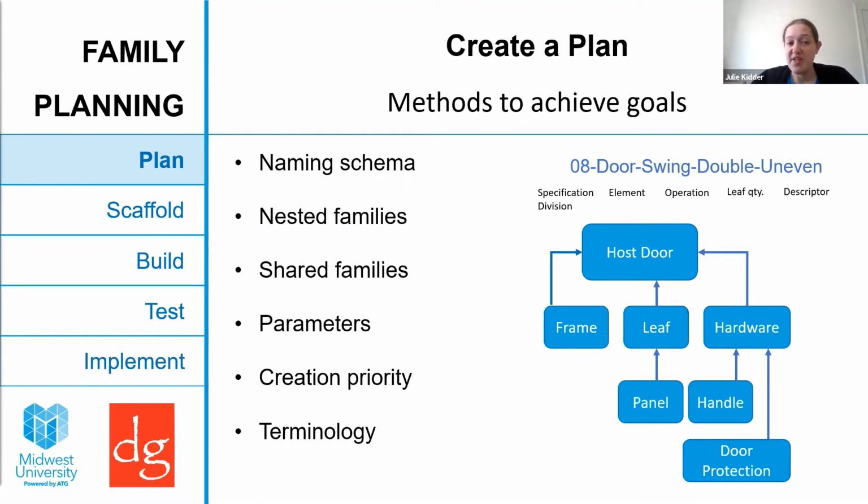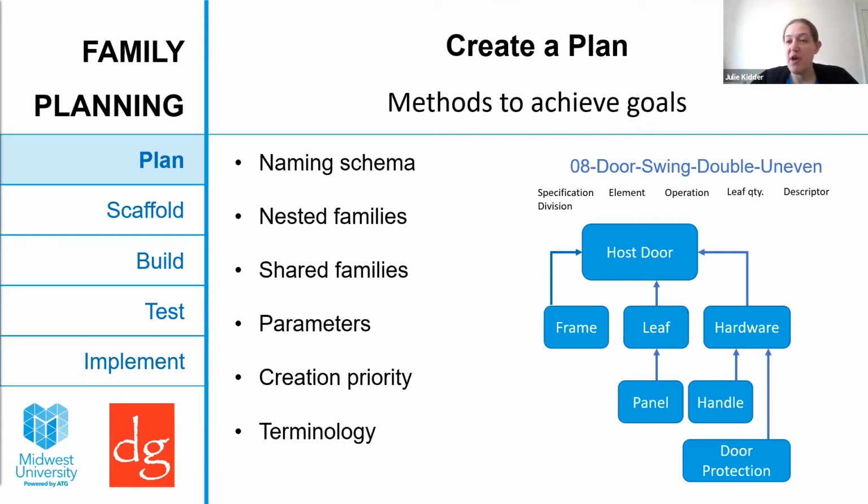Are you going to use nested families? In the case of something complex like doors, definitely I was using nested families. Shared families, what are the pros and cons of those? What makes sense? In our case, I was using shared parameters because I wanted to be able to quickly switch them out in the project environment and easily add new types to switch those out. So most of the families are shared.